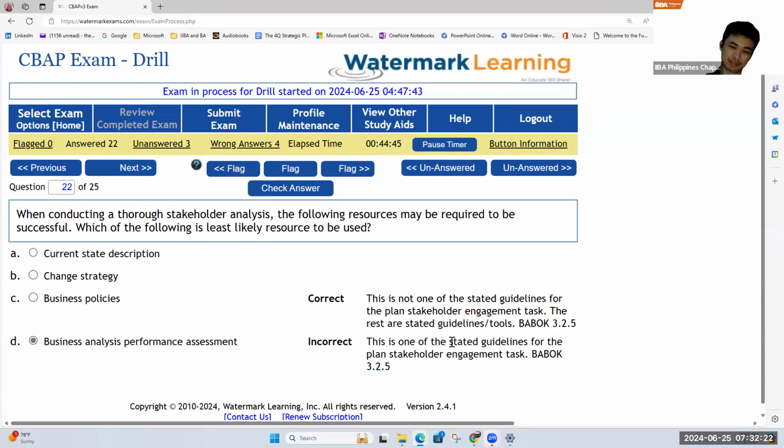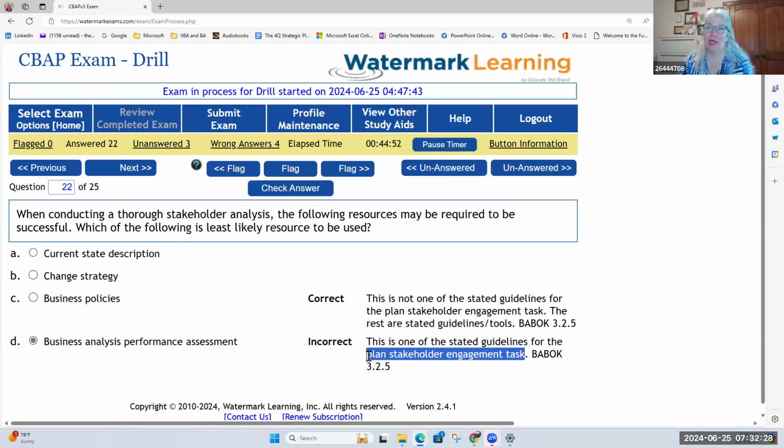But the business analysis performance assessment is one of the stated guidelines for this task. So we got to know that. Business policy is not one of the stated guidelines. But this is how we learn, right?